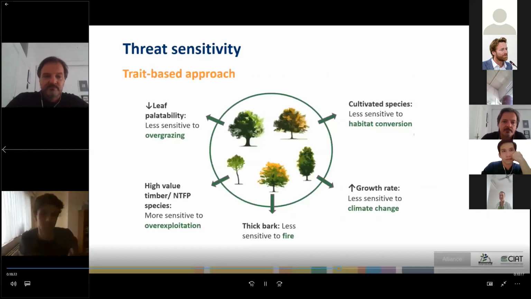So instead, in Peru and in the south of Ecuador, we tried a different approach in which we estimated the sensitivity of tree species using species traits. So on this slide, you can see an illustration of this idea. So for example, for species with unpalatable leaves, so leaves that cannot be eaten or that goats and cattle don't like to eat, they're of course less sensitive to overgrazing.